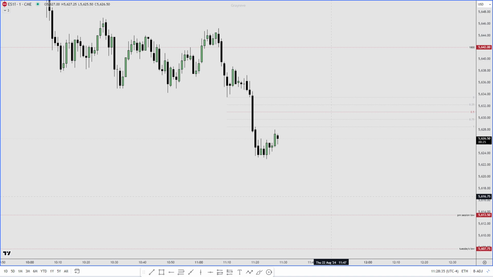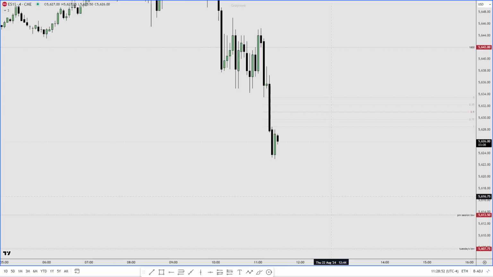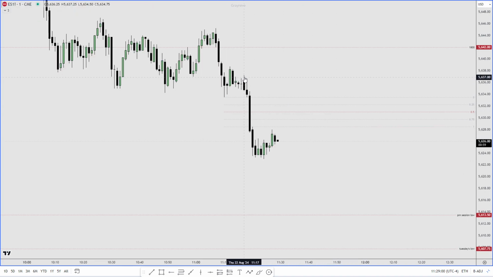So let's see. Three minutes, 4 minutes. It's a nested PD array, alright. So this higher would be the invalidation. This right here.